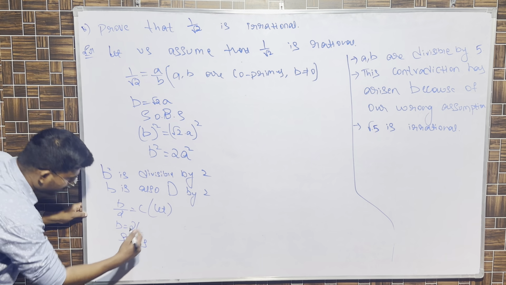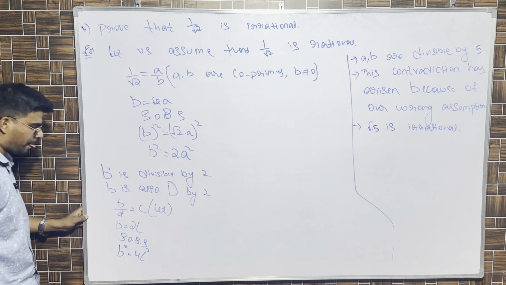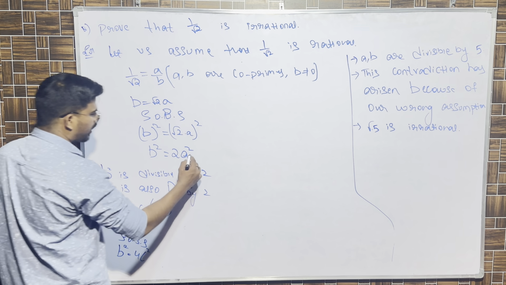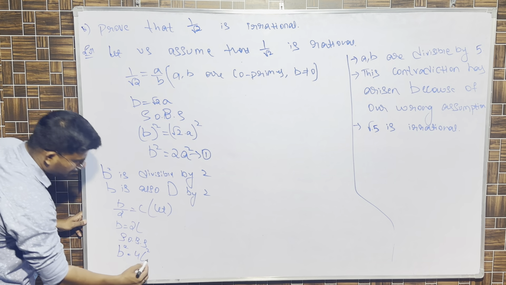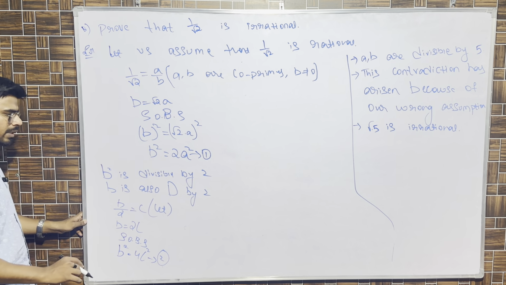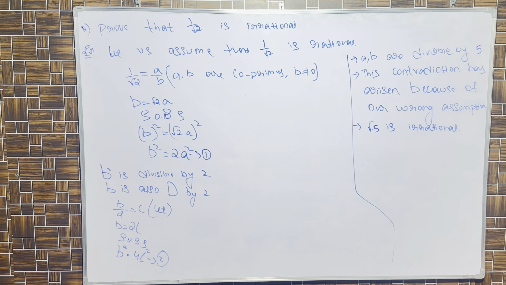Not a problem. So now squaring on both sides, b square is equal to 4c square. Write this as equation 1. From equation 1, I substitute in equation 2. You can write it anyway you like. Is it visible? Let me check. Yes.